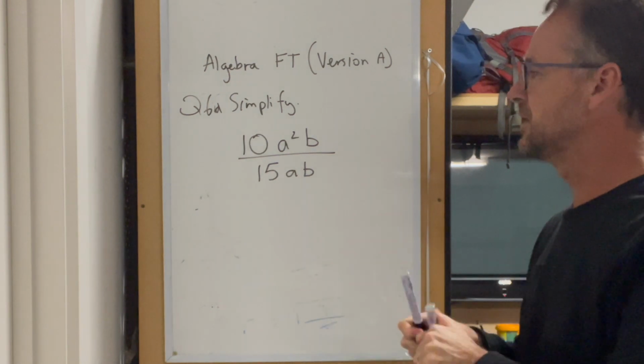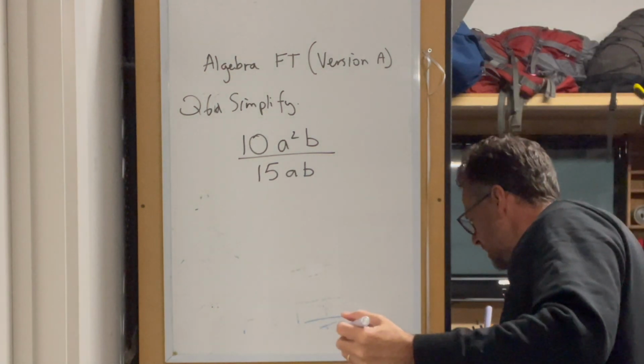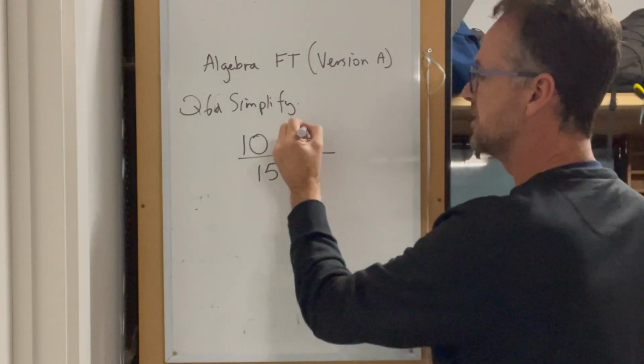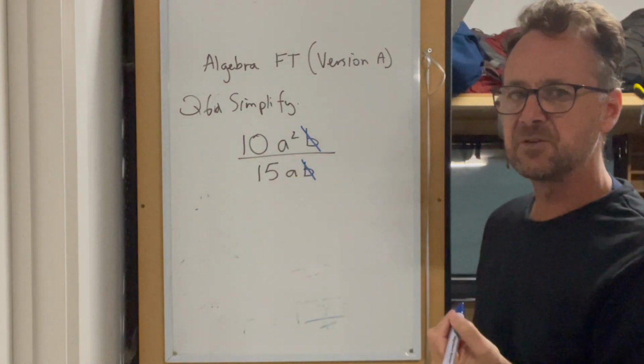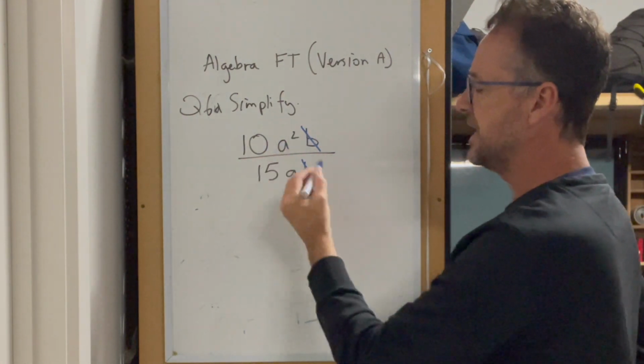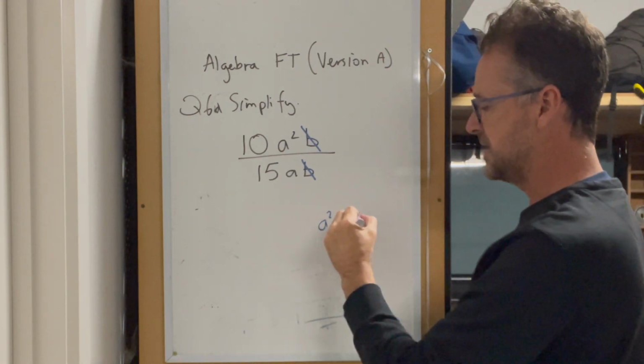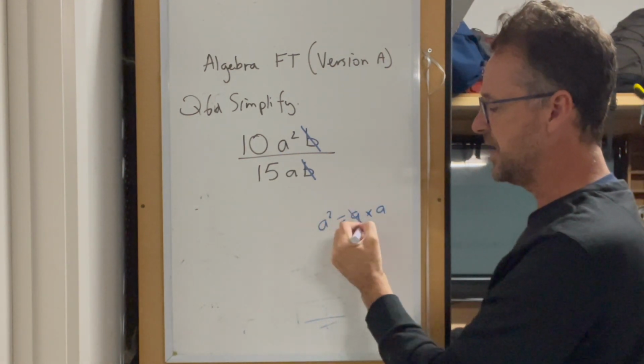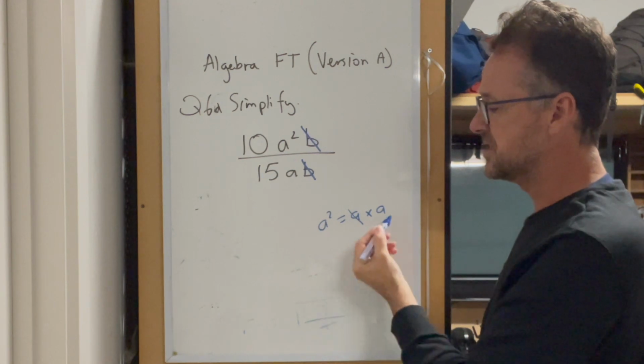So here we've got a b and a b, so we can cross each of those out. Now you notice I'm doing it in a different colour, to make it a bit easier. Here we've got an a and an a squared. Now remember, the a squared is a times a. So we're getting rid of one of those a's, all right? So it's just going to become a at the top.